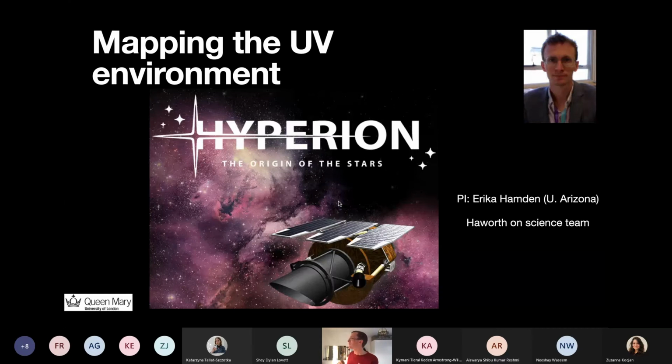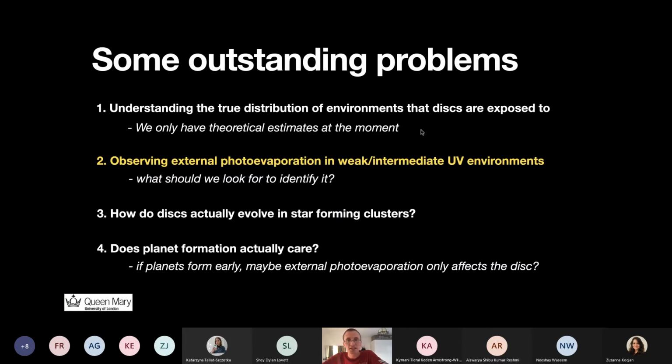I just wanted to mention briefly, on this whirlwind tour of research at Queen Mary, that one of the things I'm doing recently is working on a new space telescope called Hyperion, or at least a proposal for a space telescope, which would be able to actually tell us what the UV radiation field is from all those stars, and also potentially directly measure it at the disks as well. This is quite an exciting new thing that could help here. So for understanding the distribution of environments, we've got this 3D mapping tool that Susanna's produced, and also Hyperion, coming up in the near future. But we still don't have this solved.